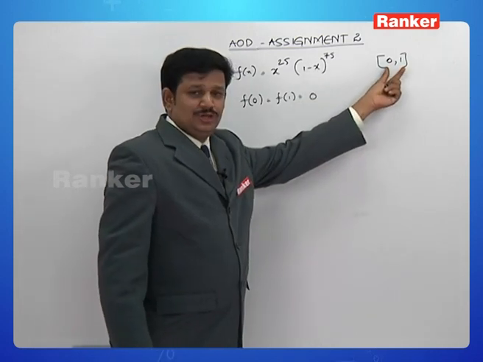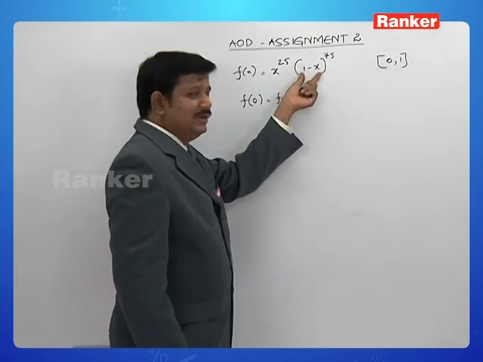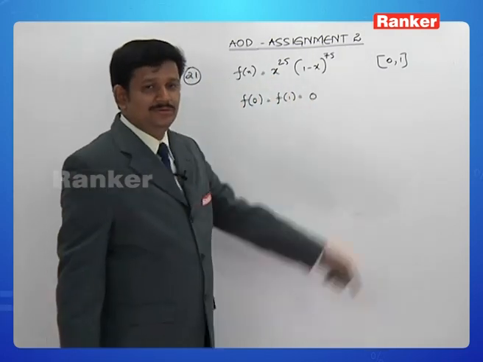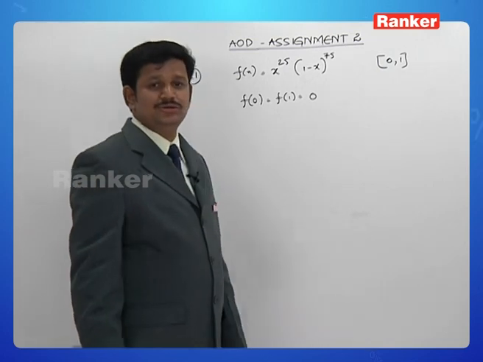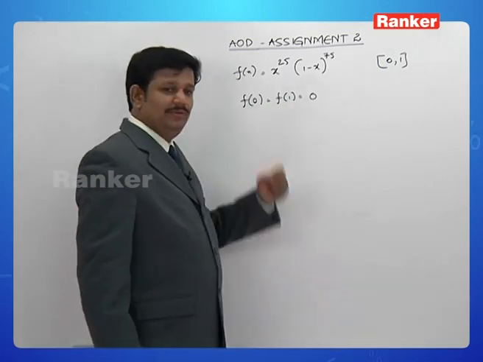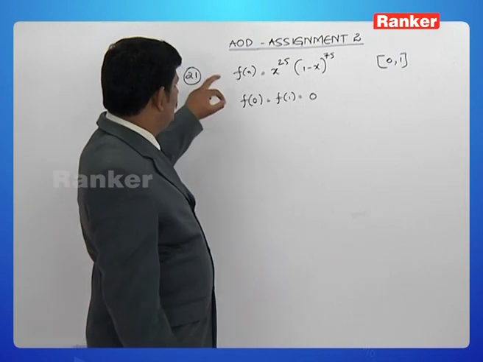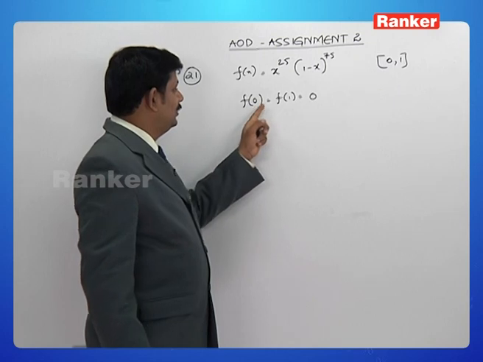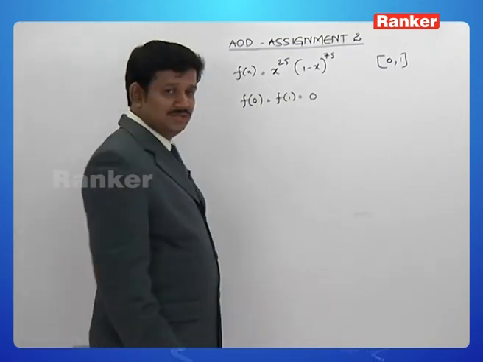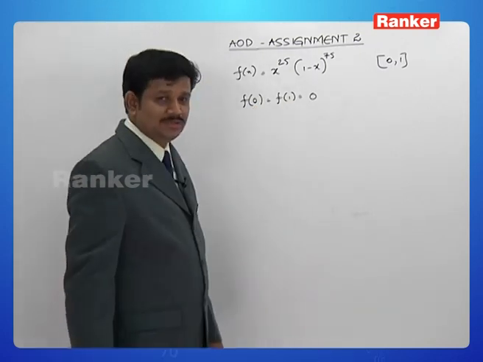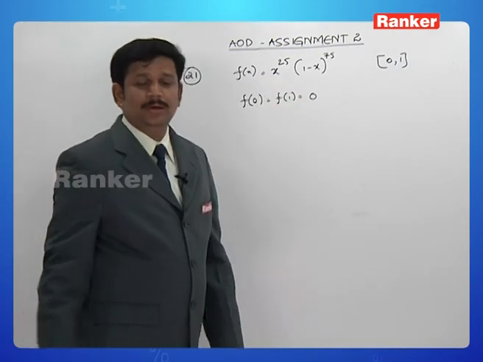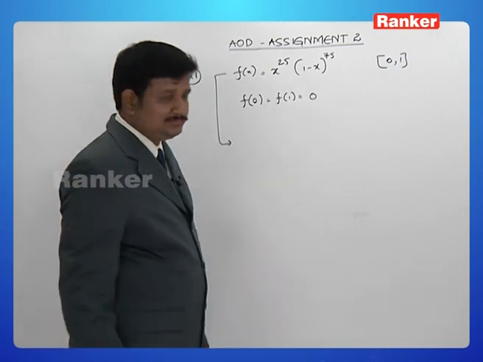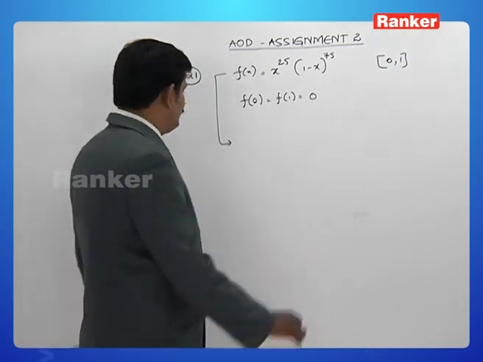As x lies between 0 to 1, 1 minus x is positive, x is positive, and f of x is positive for all values of x in open 0 to 1. So somewhere in between we will definitely have a global maximum value. This is a bounded function with f of 0 and f of 1 being 0, and in between the function is positive. So there should be some global maximum in between, and that will occur at a critical point. So let us look at all the critical points.